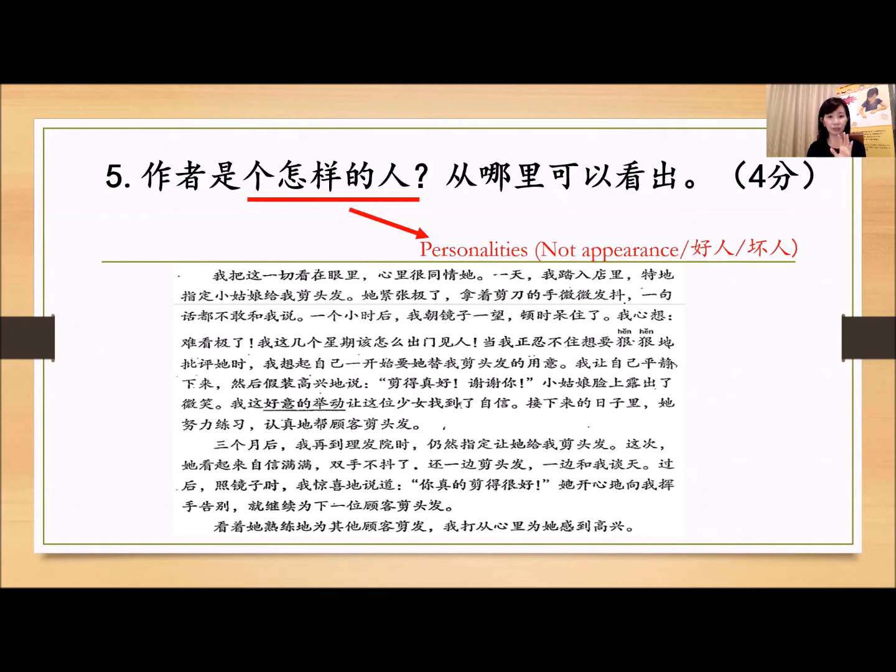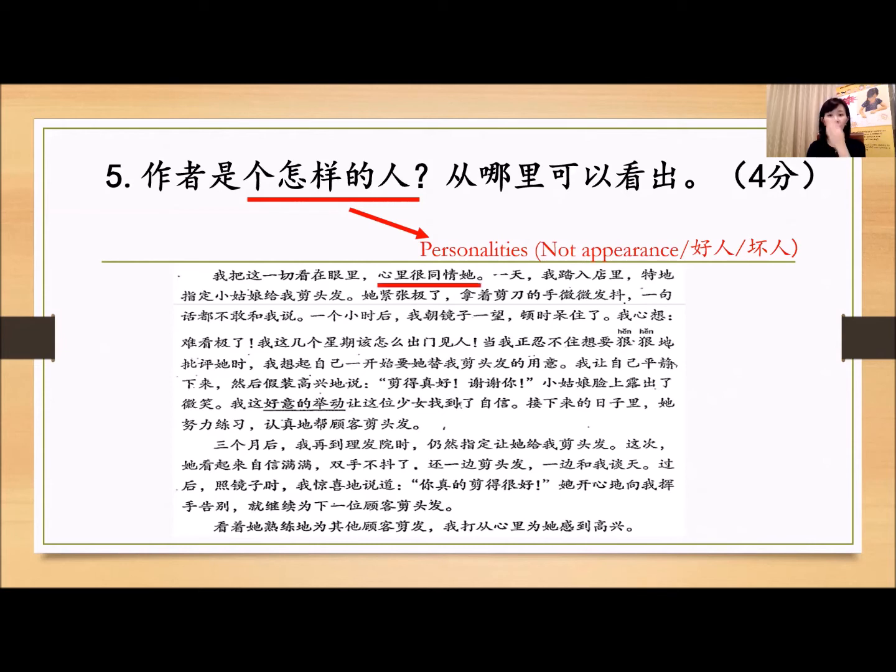It's not about the person's look or appearance, and we also don't want words that are very general like 好人 or 坏人. When you talk about appearance or 好人坏人, you will get 0 for it, no matter what kind of reasons you give after that. Please note that the first part and the second part are related. They need to tally.